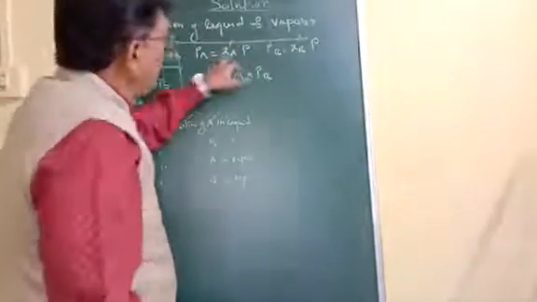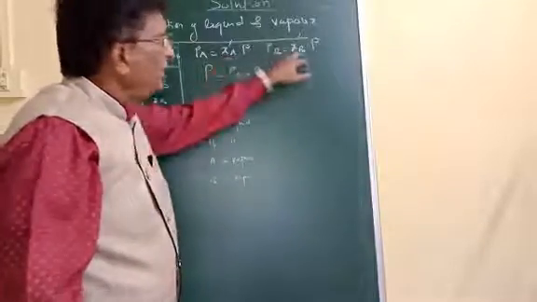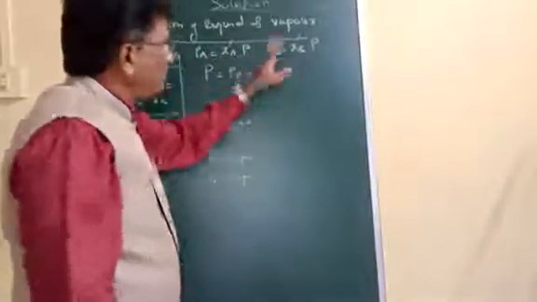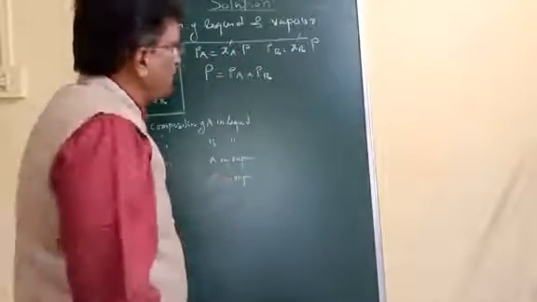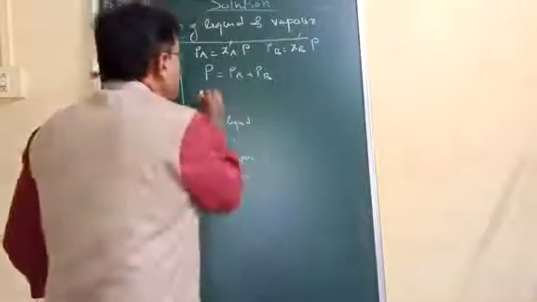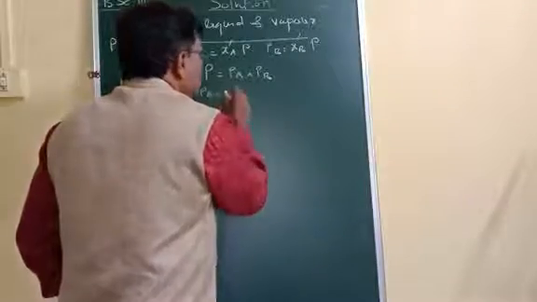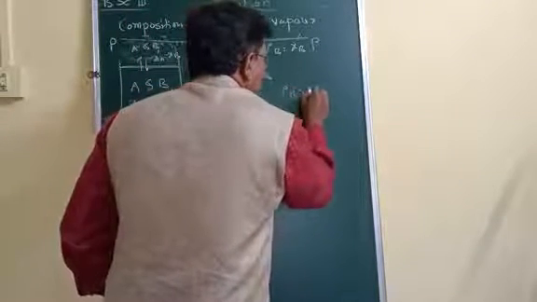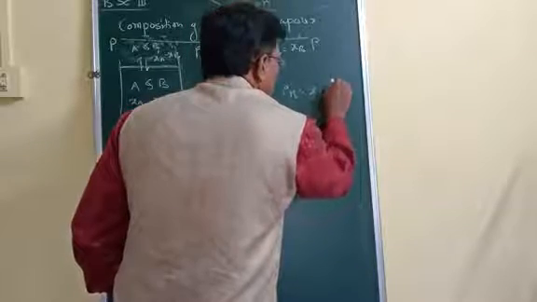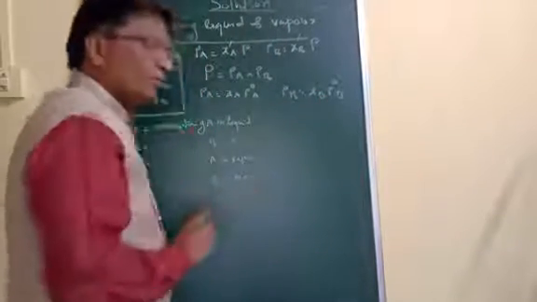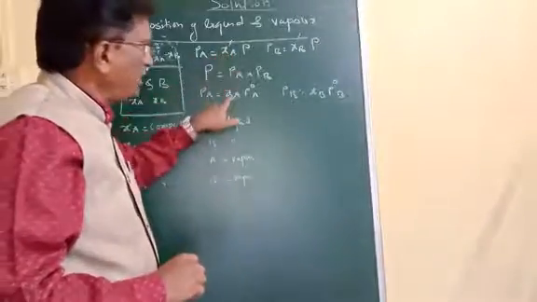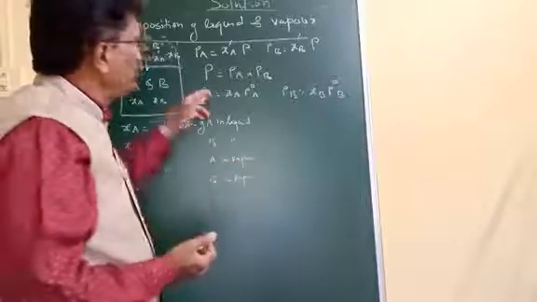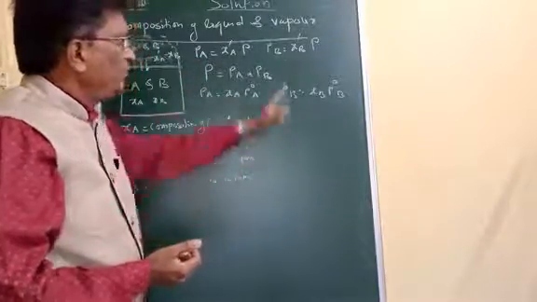If we consider the composition of vapor, then partial vapor pressures can be given with the help of these two equations. And if we consider the composition of the liquid phase, then partial vapor pressure can be written as PA is equal to XA P0A, and PB is equal to XB P0B. This is for the composition of vapor, and here the composition of liquid. Partial vapor pressures are the same. That means this PA and this PA are also the same. PB is the same.